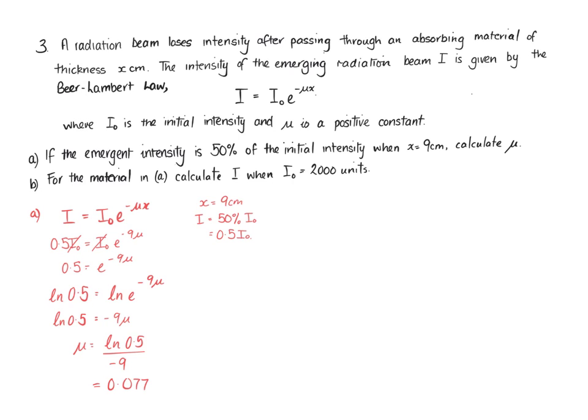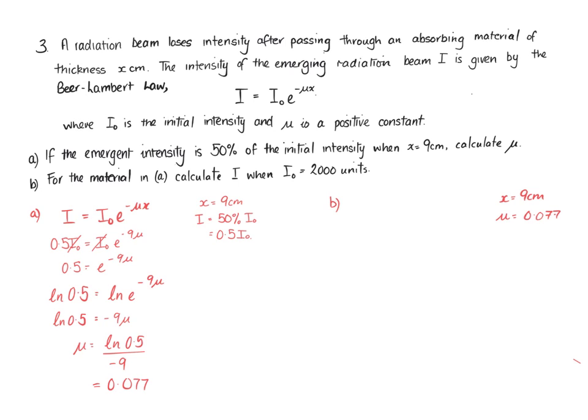And then it's a 0, 1, it keeps going, but because it's a 0 after that, that's a good place to stop for our decimal places. So that's part A done. So for part B, we've been told for the material in A, so that is telling us that our x is still 9 centimeters. Our x hasn't changed, and our mu hasn't changed.